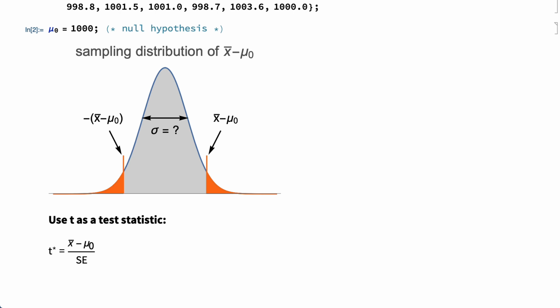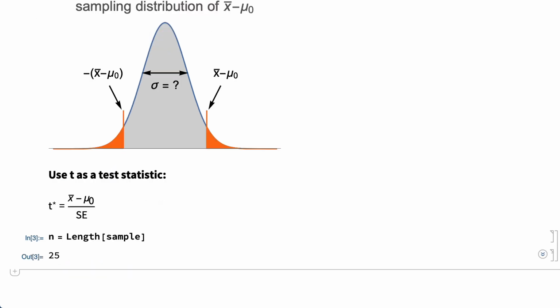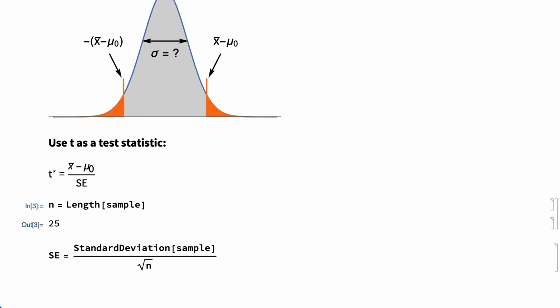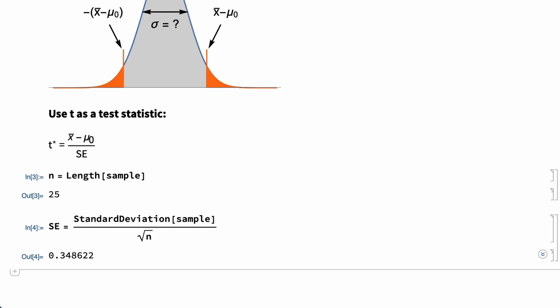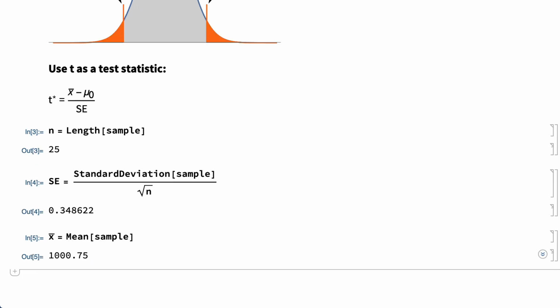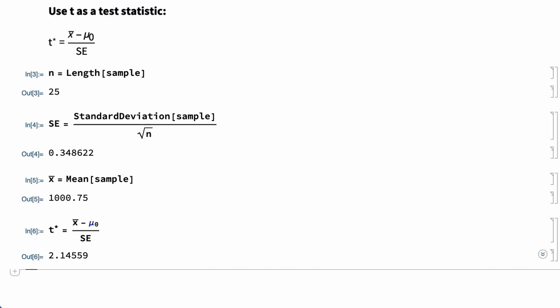This problem is solved by considering a different statistic called a t-statistic, which is defined as the difference between the sample mean and the mean under the null hypothesis divided by the standard error SE of the sample mean, where SE is the standard deviation of the sample divided by the square root of the sample size n. The value of the test statistic for the sample can be computed by calculating the mean of the sample and using that value in the formula for t.